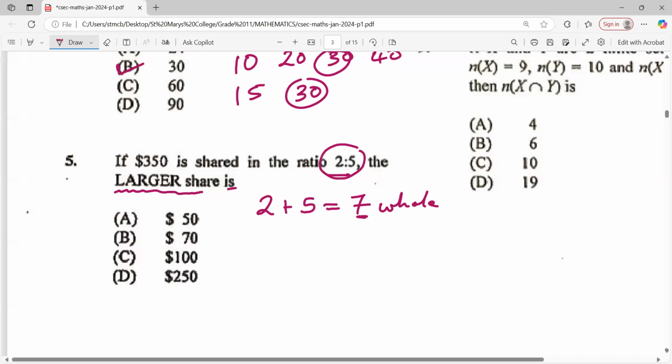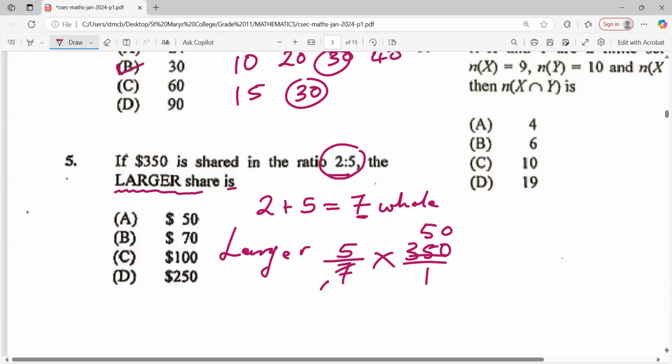Now, the larger share would have been 5 out of the 7, which we call the whole. Out of the total 7 shares, the larger share would have been 5, right? So we can multiply that now by 350. PEP students always put it over 1, so we do that. 70 to 1, 7 to 35, that's 5, right? And put back the 0.